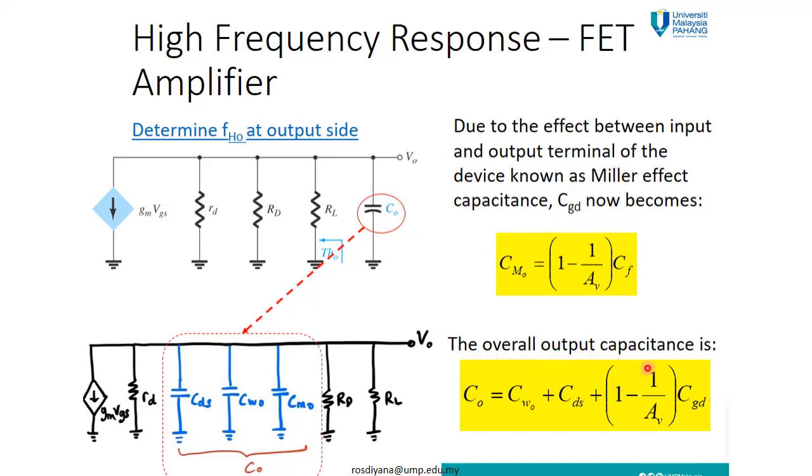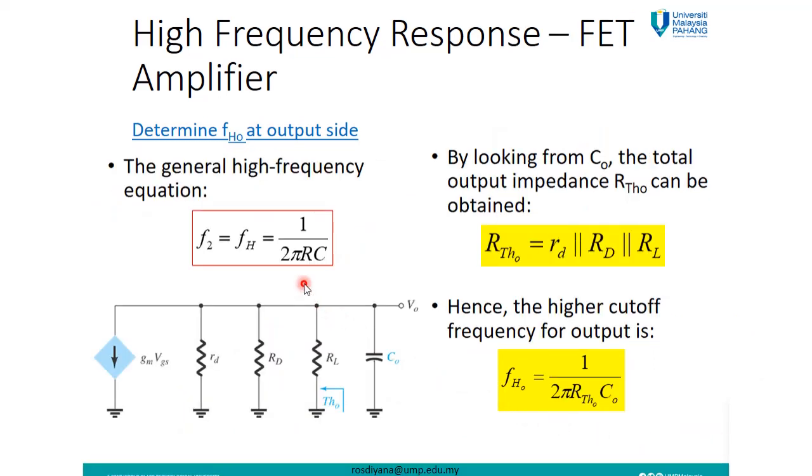So CF here we replace with CGD. Then the overall output capacitance Cout equals CWout plus CDS plus CMout. Now we can calculate the high frequency response at the output side by using the equation 1 over 2 pi RC. Before that, we have to calculate the output impedance using the Thevenin method, the RTH. Now, RTH equals RD parallel with RD and parallel with RL.